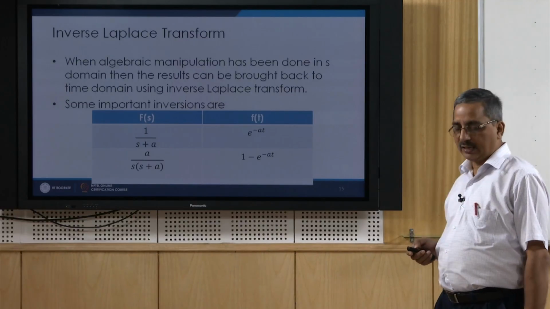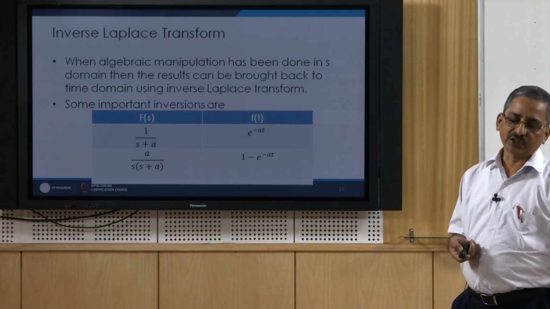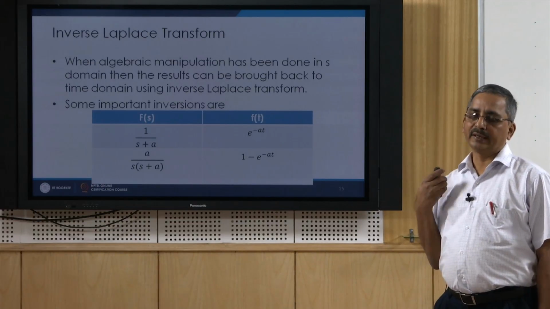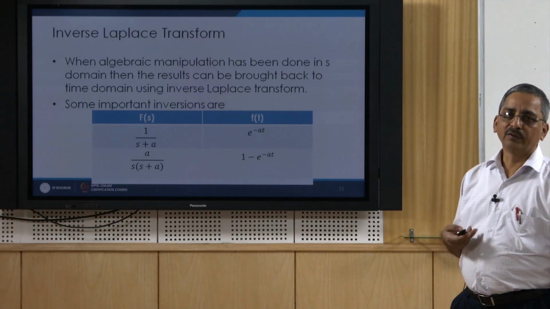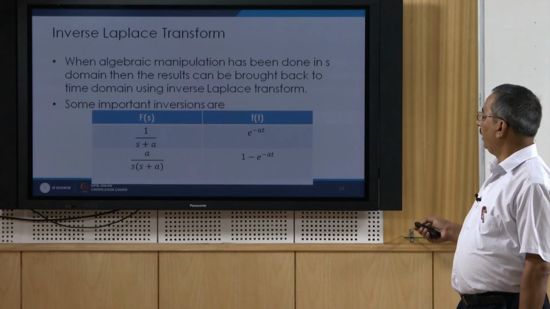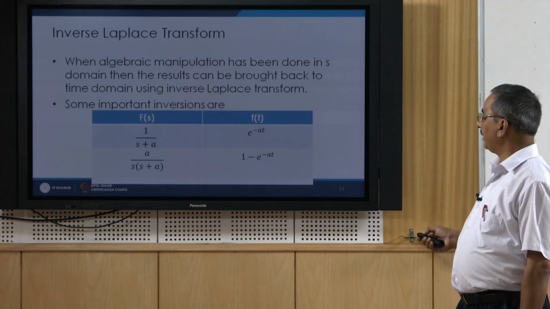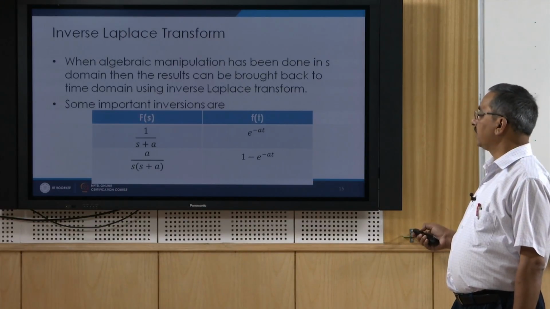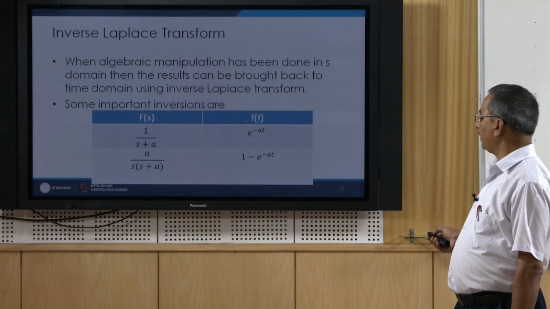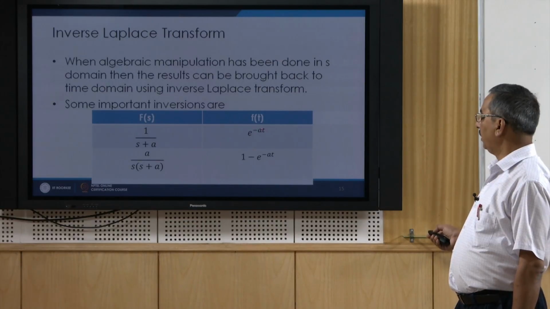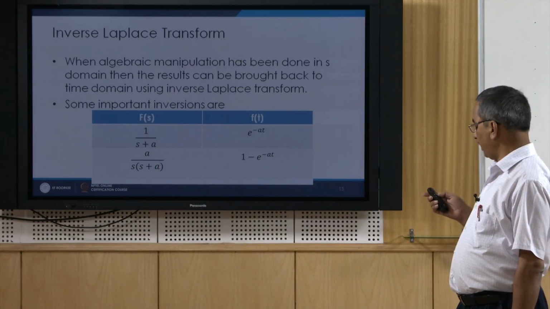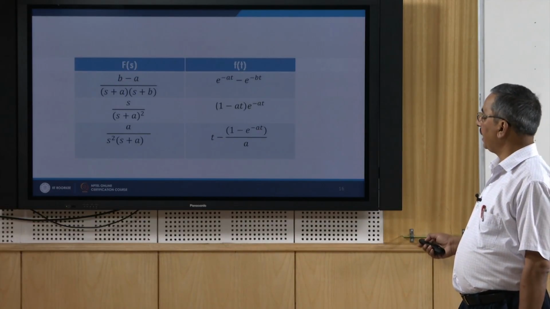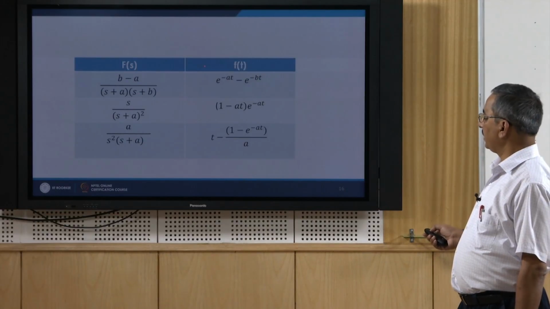Then, as I was telling you, the inverse Laplace transform: if you are given the Laplace transform, that is the value of the function in the s domain, and you are interested in finding the value of the function in the time domain, then we can take the inverse Laplace transform. Some of the standard inverse Laplace transforms are given here. 1 by s plus a gives e to the power minus at, and a by s plus a gives 1 minus e to the power minus at. Similarly, b minus a by (s plus a)(s plus b) gives e to the power minus at minus e to the power minus bt.